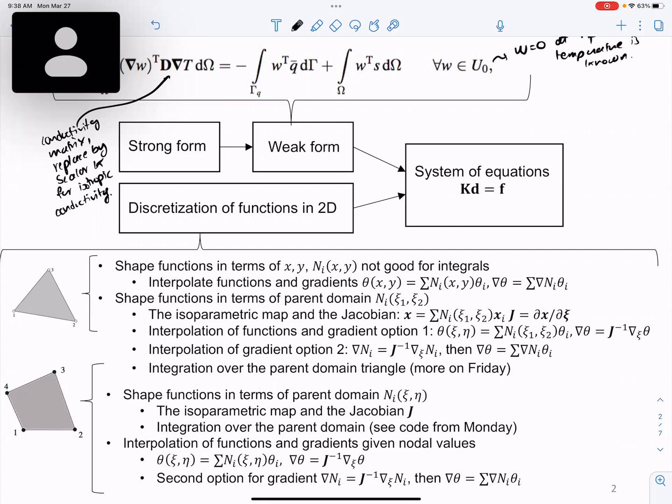For triangles, you can set up the shape functions in terms of XY. And actually the solution that I did on Friday is in terms of XY. And what I have on the exam is mostly with the triangle with the shape functions in terms of XY. So I would say mostly this for the exam. I do have one small question with the psi eta.